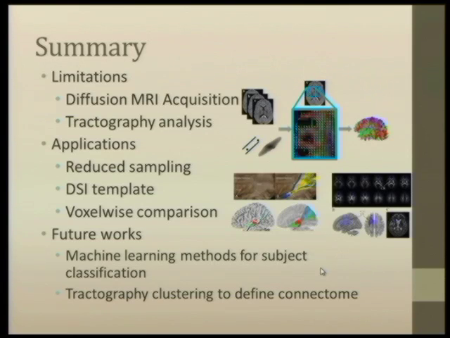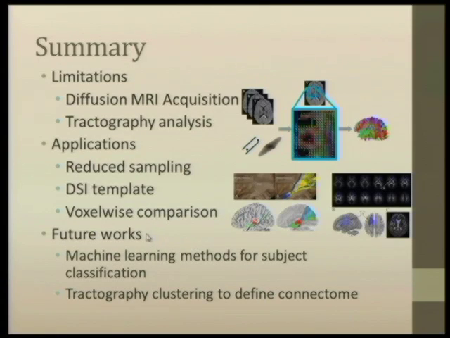So for a short summary, I have mentioned several limitations in diffusion MRI techniques, including the sampling problem and how to do the analysis. I've shown the application, how to reduce the sampling, and also a DSI template that can define and study structural connectivity. Also, I can do vessel-wise comparison to compare the patient group and the normal subject group.